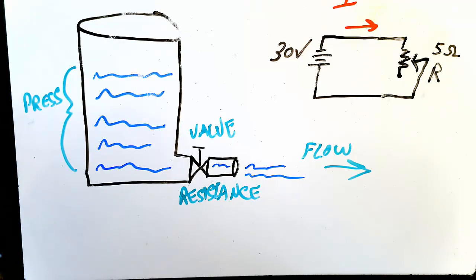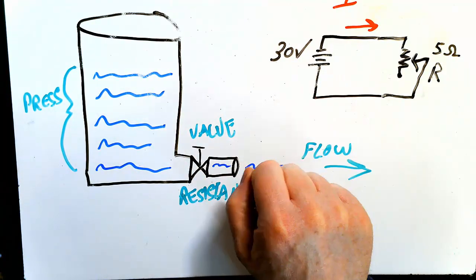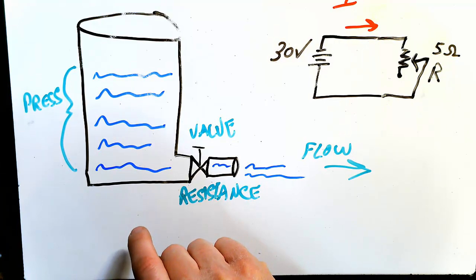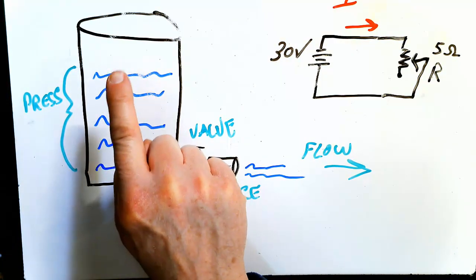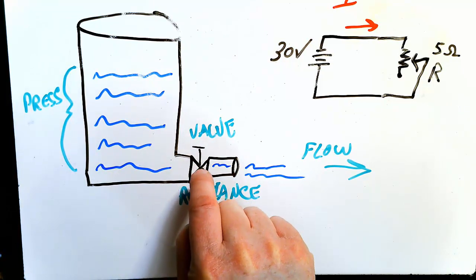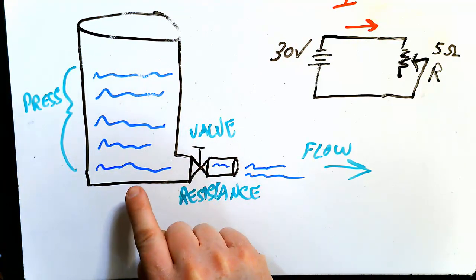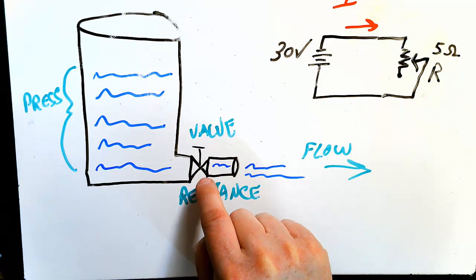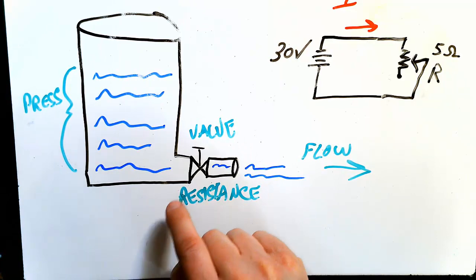What we have is a mechanical circuit, which is an analogy to an electrical circuit. We have a tank filled with water, and that water is going to be the pressure, right? And we have a valve, which is going to be a resistance to the flow of water, which will go through this pipe. As long as that valve is open at least a little bit, there'll be some flow.